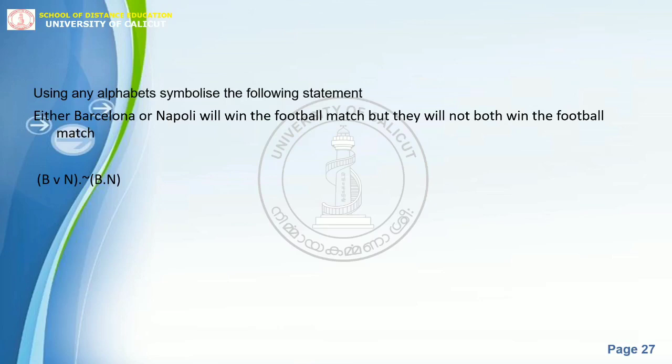Then we should apply the rules of symbolic logic. The first statement, either Barcelona or Napoli will win the football match, is written as B or N, in a bracket, and conjunction the negation of B dot N. It is because it is given that they will not both win the football match. It is symbolized as negation of B dot N.